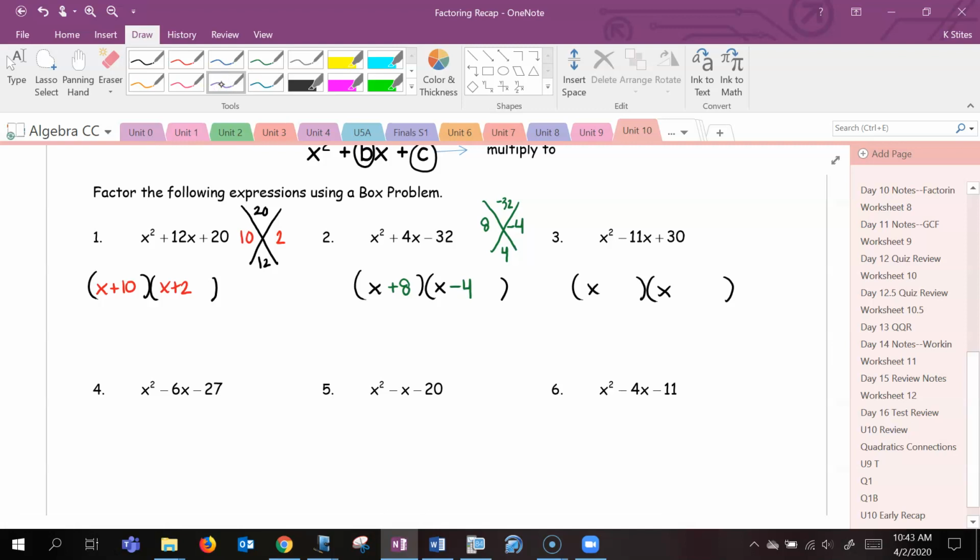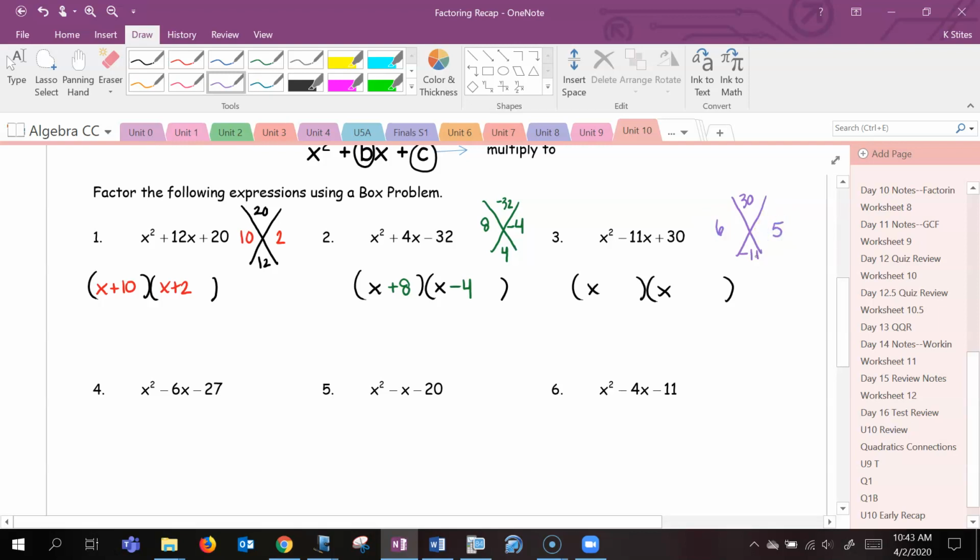All right, let's try another one. Multiplies to 30. Multiplies is always on the top and always the last number. Adds to negative 11. So go ahead and think about that for a minute. Multiplies to 30, adds to negative 11. That should be 6 and 5.